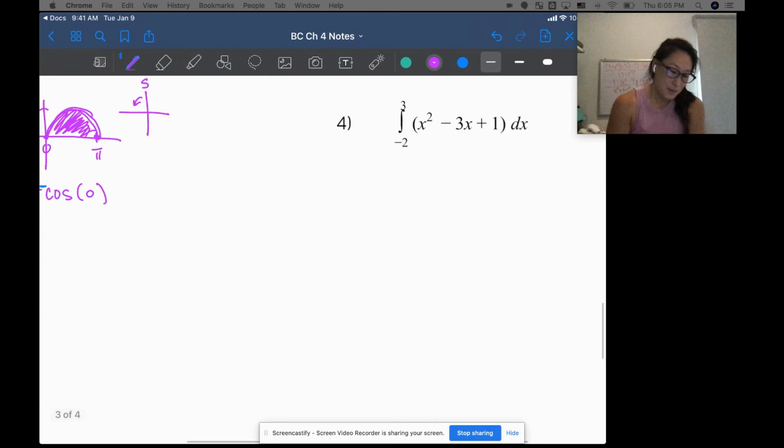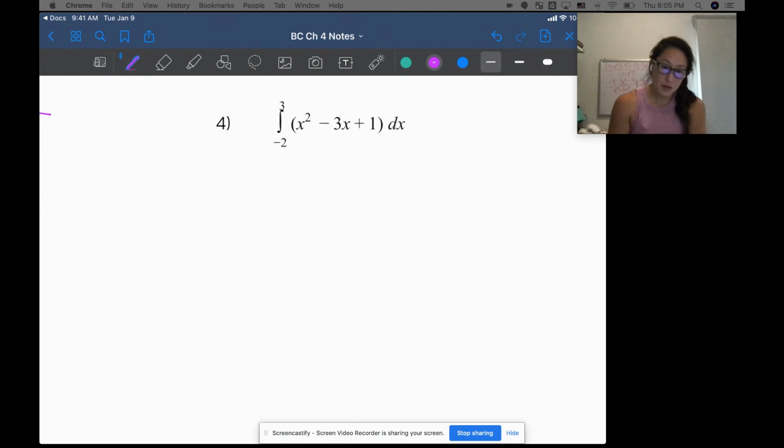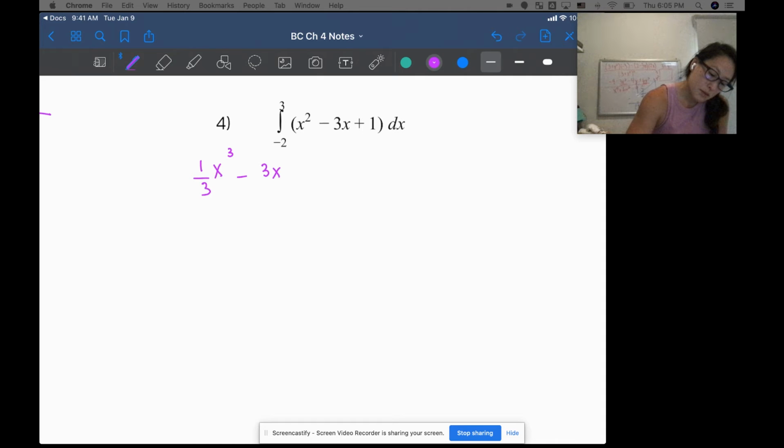That's really nice. Okay, so the integral from negative 2 to 3 of x squared minus 3x plus 1. Okay, integrate. x cubed, we're going to divide by 3, minus 3x raised to the power 2, and then divide by that power, plus 1x. The power is now 1, so we're going to divide by 1. And we're going to take the integral from -2 to 3.